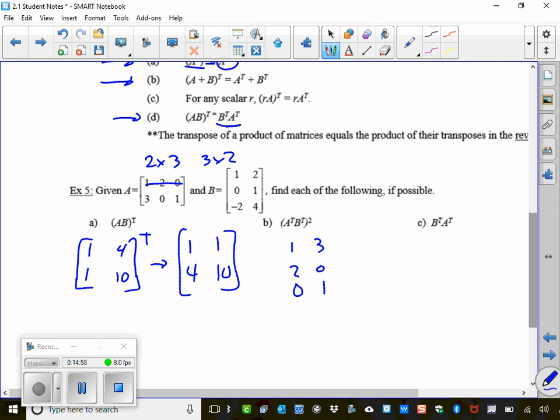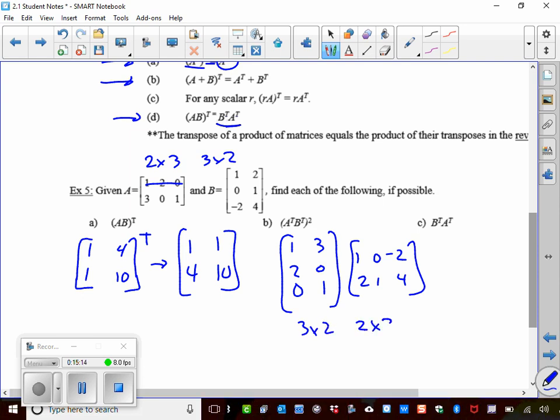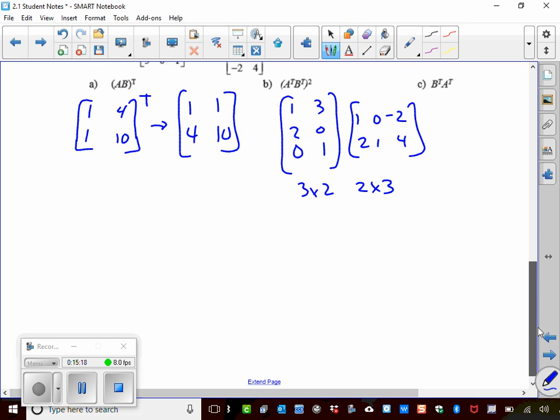Transpose B, I have 1, 0, negative 2, and 2, 1, 4. All right, so let's see if it works out. This is a 3 by 2, and now this is a 2 by 3, so it's going to work into a 3 by 3. So if you multiply that out, you will get 7, 3, and 10, 2, 0, negative 4, and then 2, 1, 4.